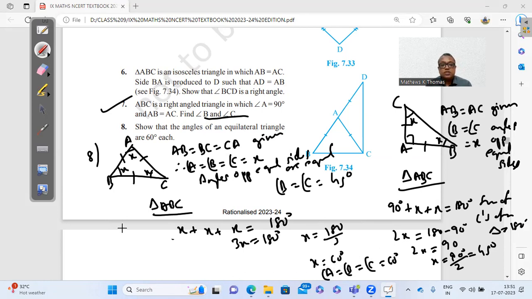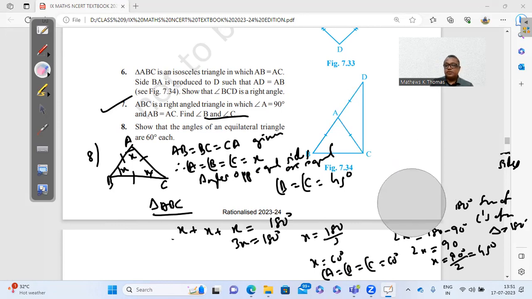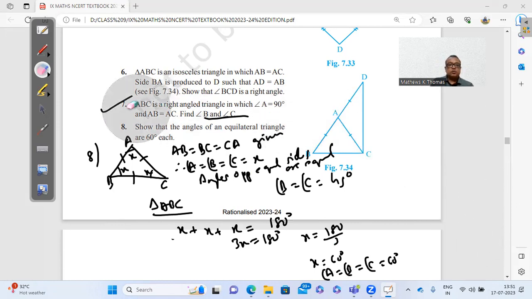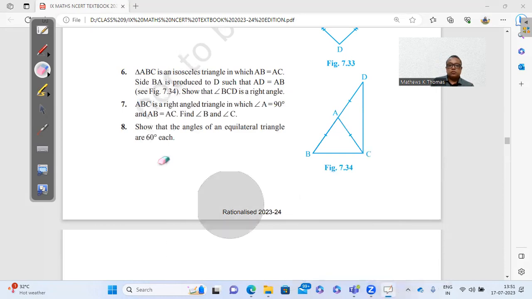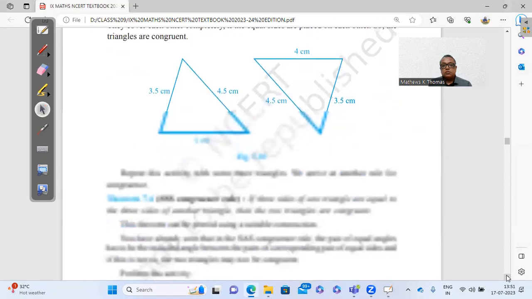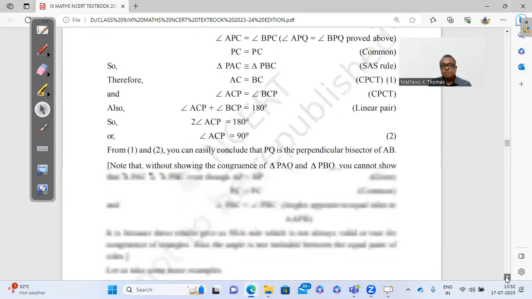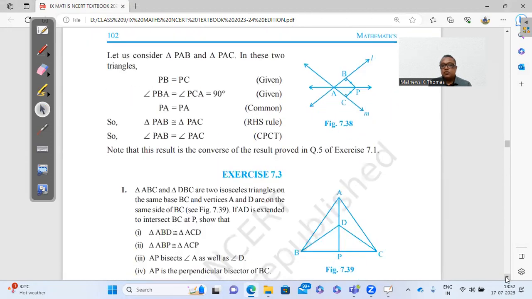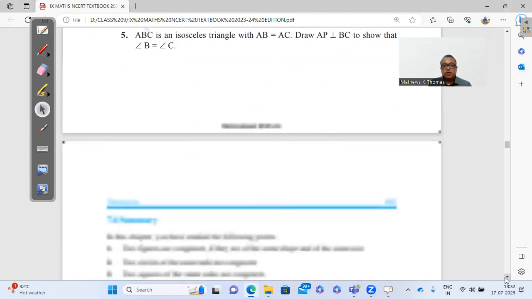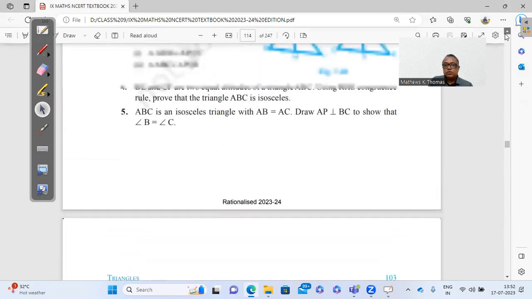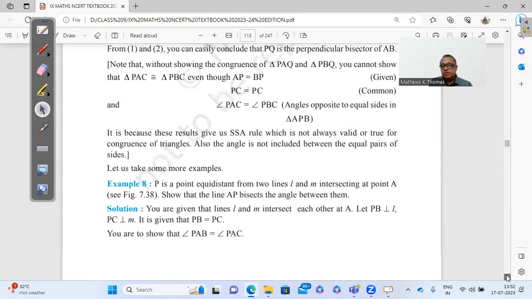So these are the 8 questions of 7.2. And now we go to 7.3, which is the last exercise. Seven point three, we will be starting. And please do go through the solved examples, they are important as well. So we'll be starting with 7.3.